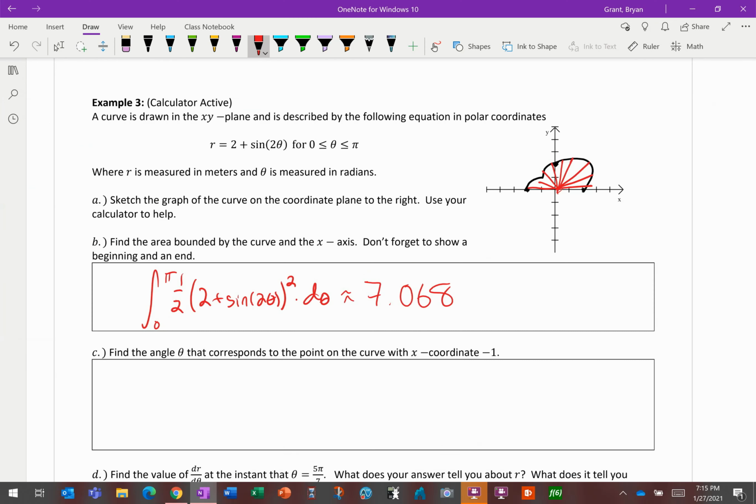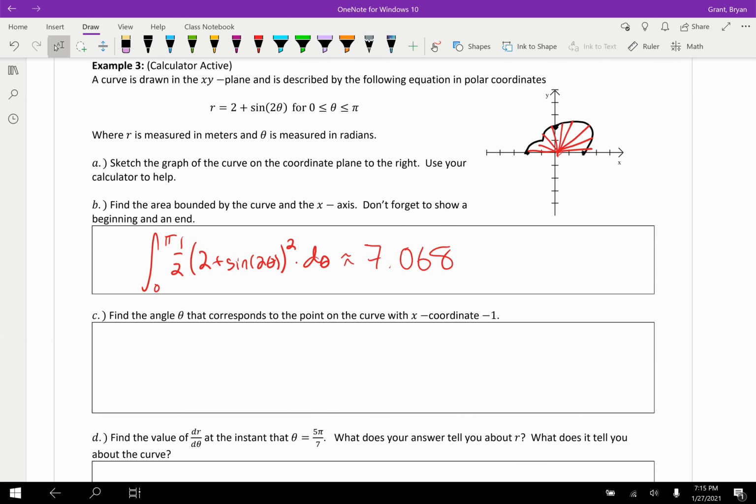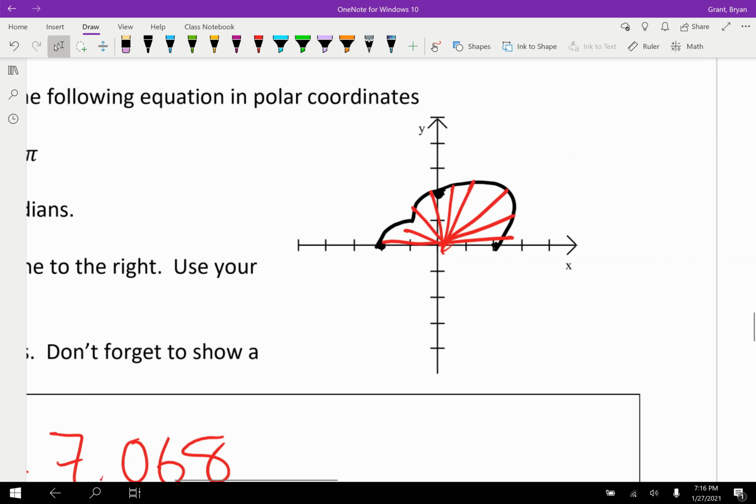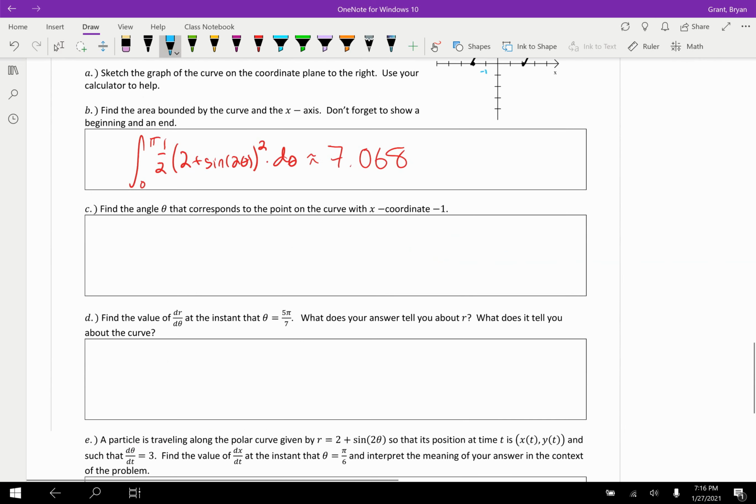Nothing bad. All right. Find the angle theta that corresponds to the point on the curve with an x-coordinate of -1. Oh, this one's getting wild here. So an x-coordinate of -1. We can certainly tell there's a point there, right? This is -1. It seems like it's +1. But we can't just say it's +1. We looked at the graph, right? We need to actually show the calculations on this.